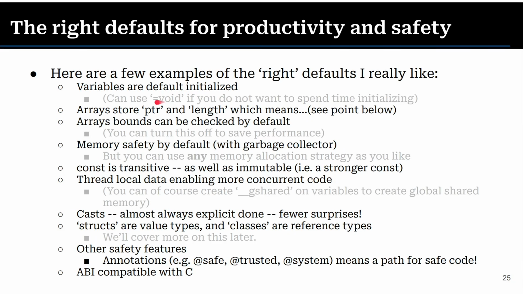It's a systems programming language, though, so you can turn that feature off if you want, but you need to be explicit if you want the unsafe thing. You set a variable to equal void. As mentioned, arrays store pointer and length. So that means you can bounds check all of your arrays. And again, it's a systems programming language. You can turn this off to save performance, but the default is to be safe.